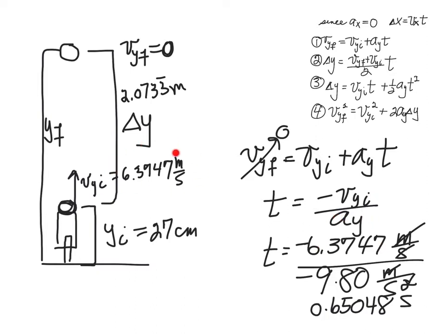Vy final is 0, so I solve t equals negative Vy initial over Ay. Notice I put in the unrounded number. And the acceleration is negative. This is negative. The negatives cancel. I end up with 6.048 seconds. You see how close it's pretty close to 0.651, but not quite. So that unrounded number can make a difference in your final answer in many cases. So be careful about that.